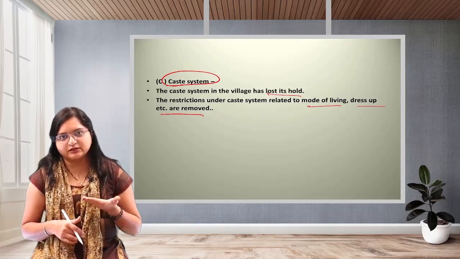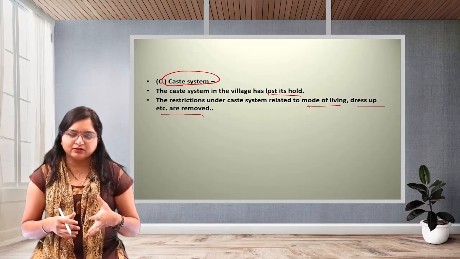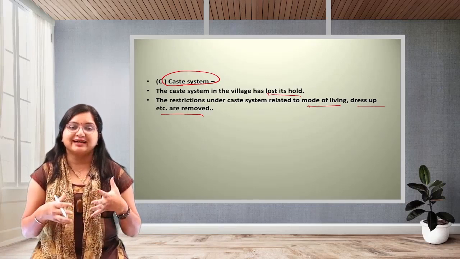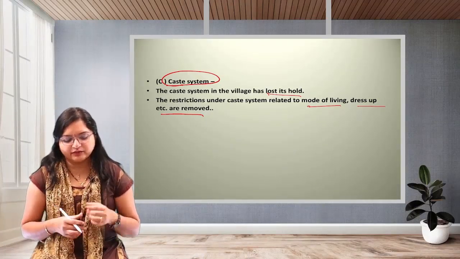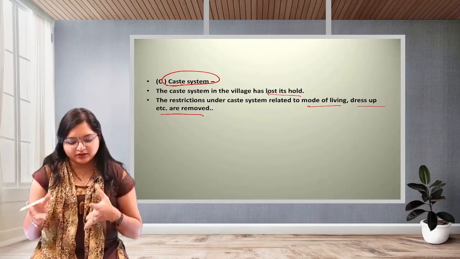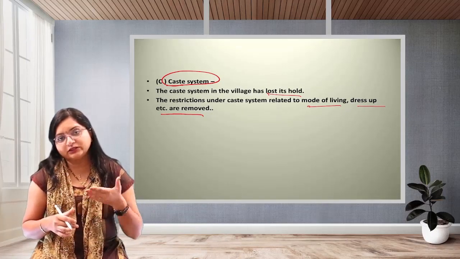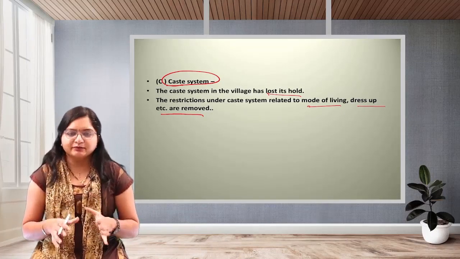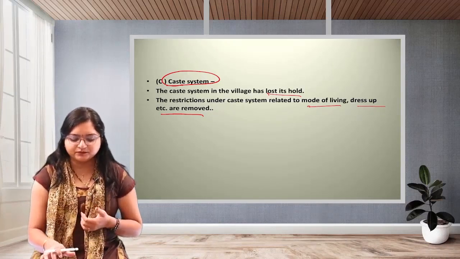So slowly, gradually they are changing, and the classification according to the caste system has lost its hold. People are not so harsh on the basis of caste. Casteism is slowly, gradually decreasing, and the restrictions related to mode of living and how they should dress are all removed in that system.